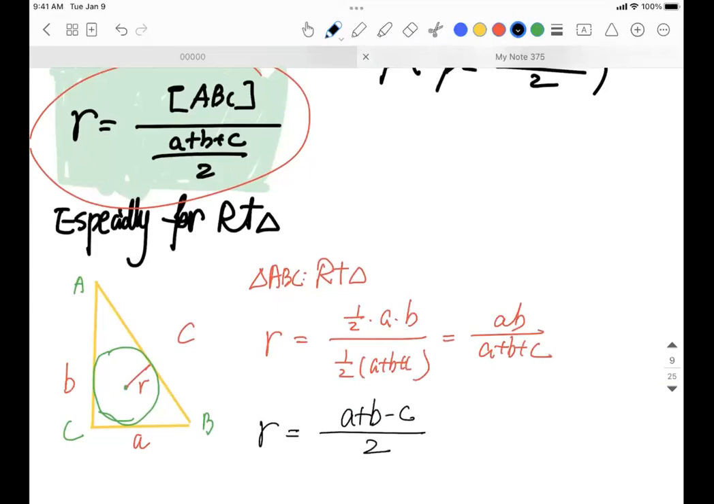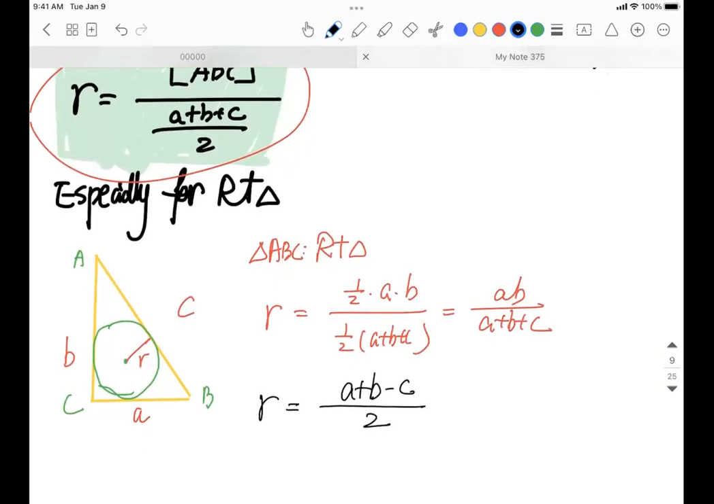There are two ways to determine a right triangle's inscribed circle's radius. Two ways to do it. One is using the traditional way. The other way is the second way.